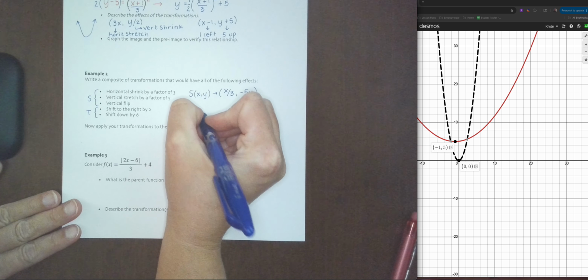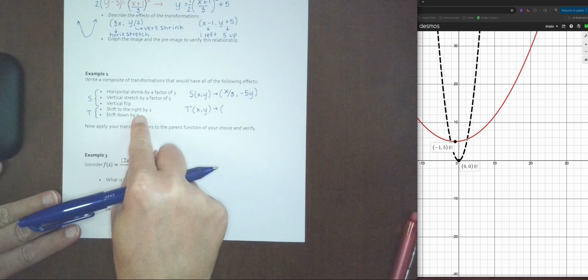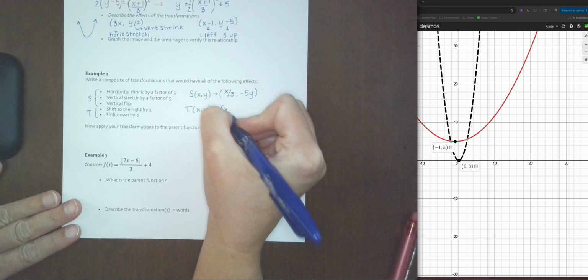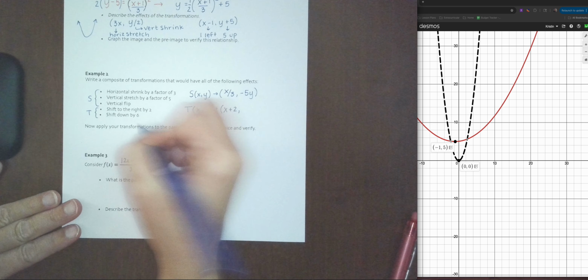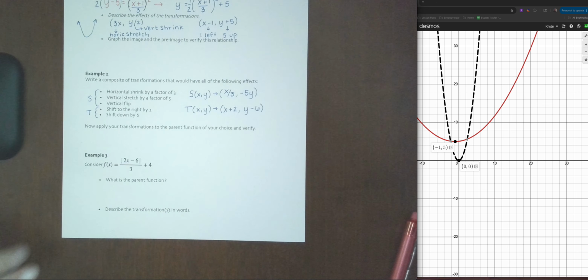And then we're going to do a translation right by 2. So that would be x plus 2. And down by 6, y minus 6. Okay, and then it says, let's go ahead and put this on your favorite parent function, and then we're going to verify it by graphing it. So you pick any parent function you want. If you want to do something different than me, that's great.